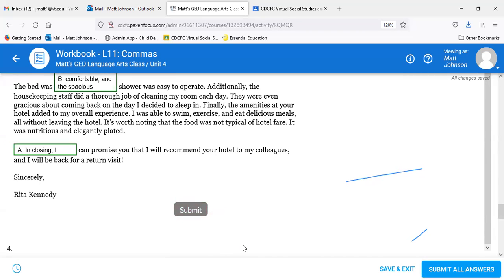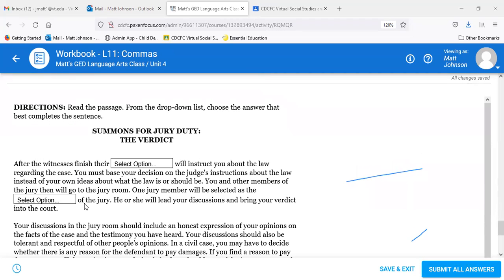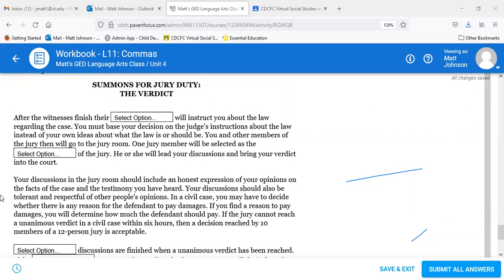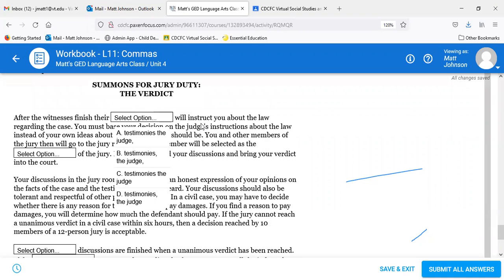All right, and that is, oh, no, wait. There's one more. Okay, that was my bad. So summons for jury duty, the verdict. Okay, here we go. Last one. After the witnesses finish their testimonies, the judge will instruct you about the law regarding the case.